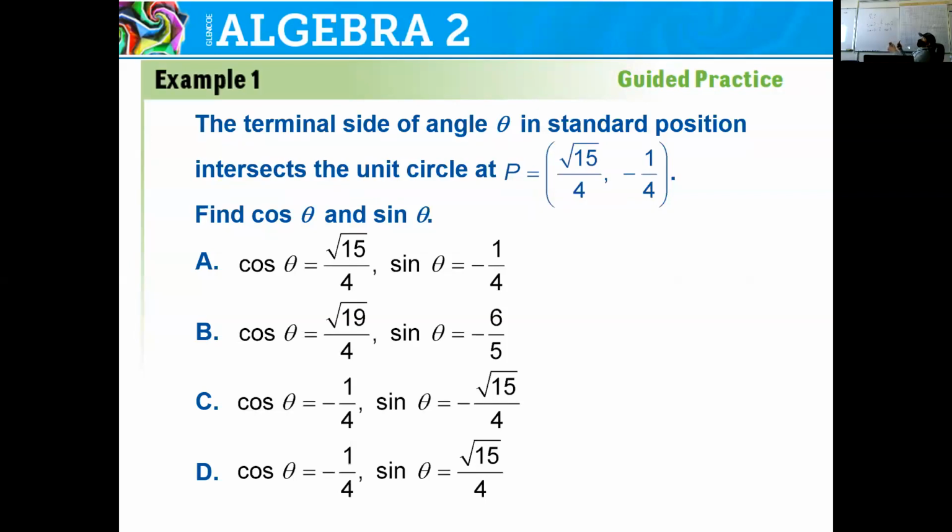Okay, so here we have the exact same situation. The terminal side of angle theta in standard position intersects the unit circle at the point P, which is the square root of 15 over 4. Y value is negative 1/4. Find cosine of theta and sine of theta. Remember, the key thing on being on the unit circle is that your radius value is always 1. So the cosine of theta is going to be equal to our x value. The sine of theta is going to be equal to our y value, which looks like it's going to correspond with answer A. Okay, pretty simple there.